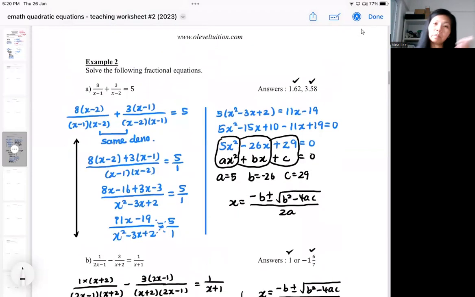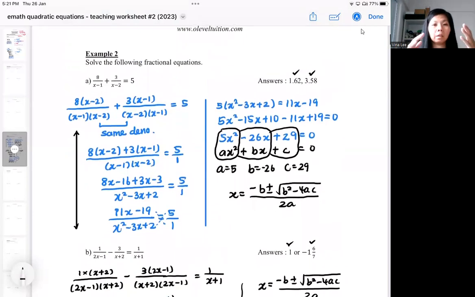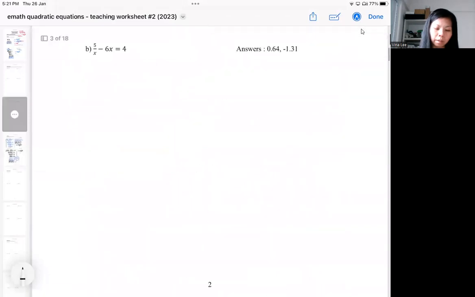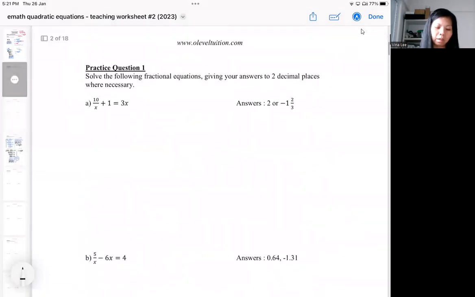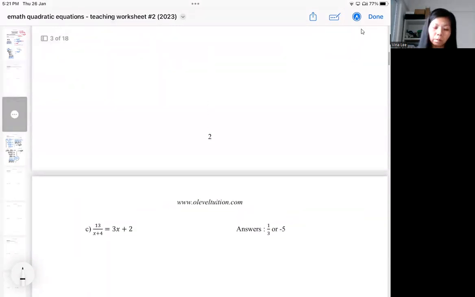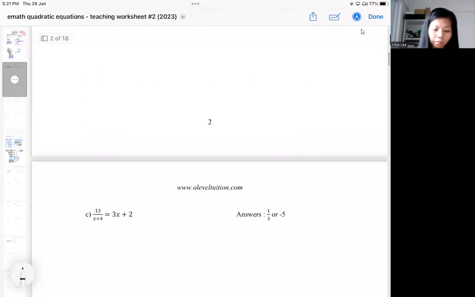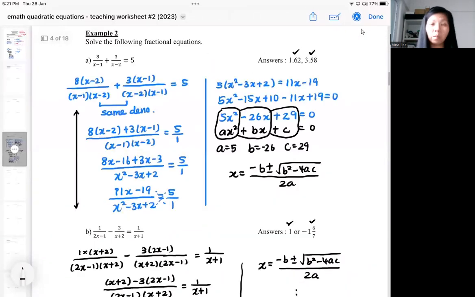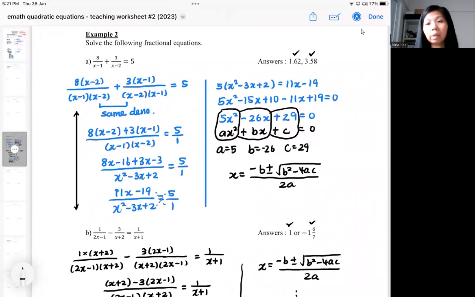So give it a try, see whether you can get the answers for these few first before you try questions on your own. When you try questions on your own, I have already prepared the questions in such a way that it will be simpler and then slowly it will get more complex. Okay, so we give it a try. Make sure for your example 1 and example 2, you can get all the answers first.